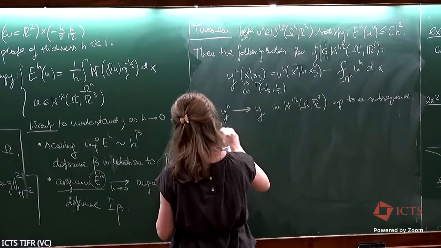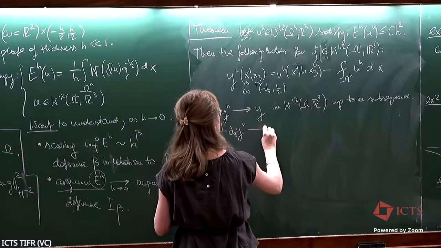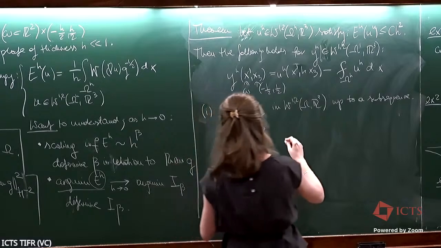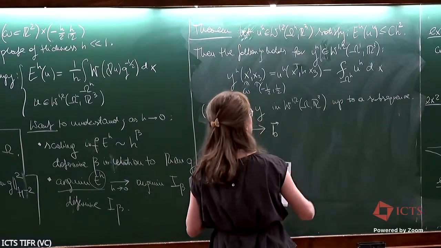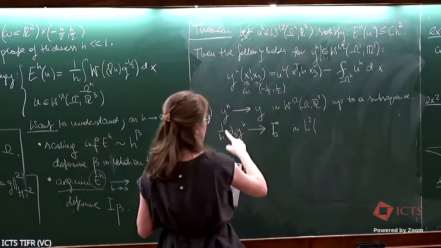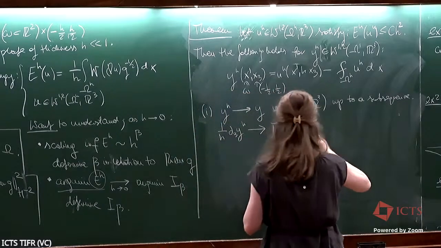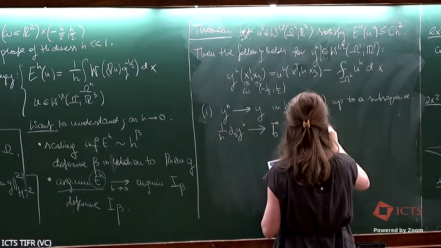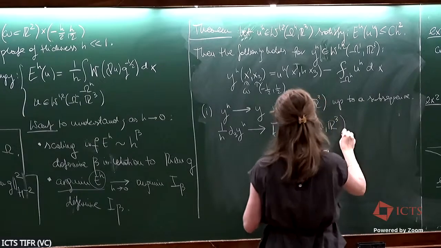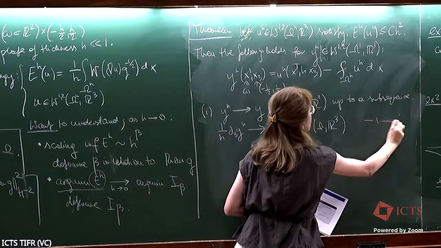Moreover, 1 over h d3 y^h converges also strongly to some limit, which I call B, in L2 from omega to R^3. So these are the derivatives, d3 y^h over h.